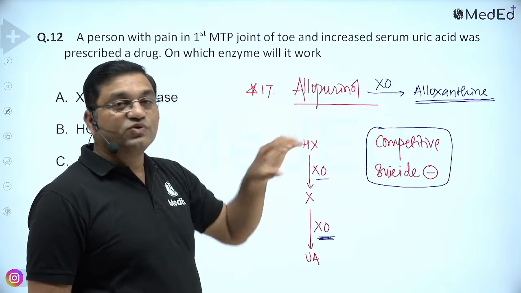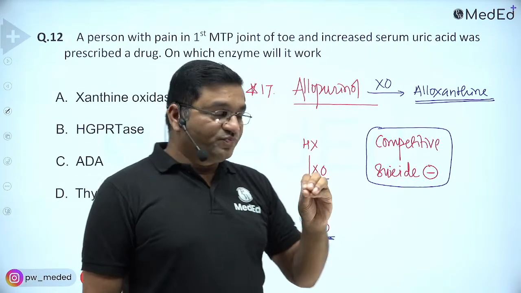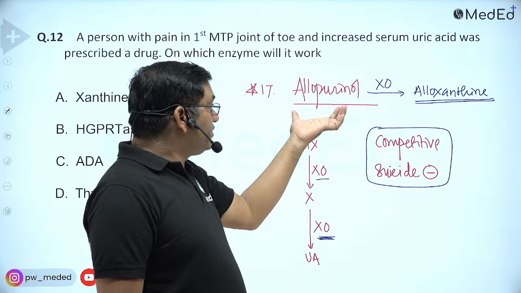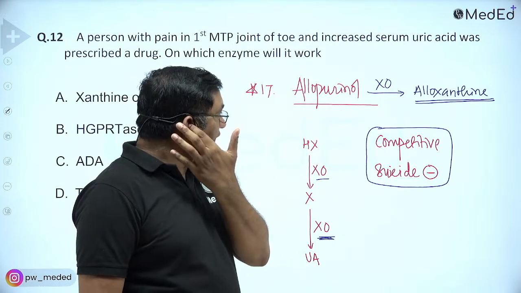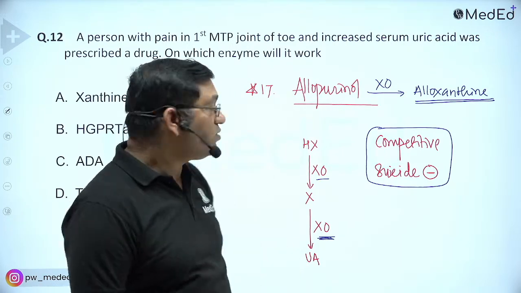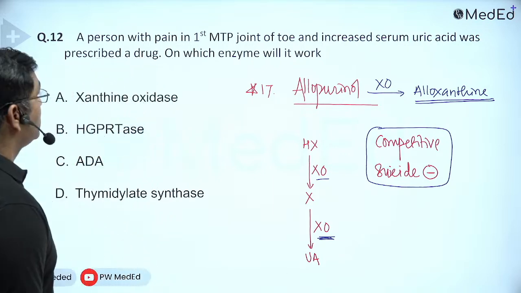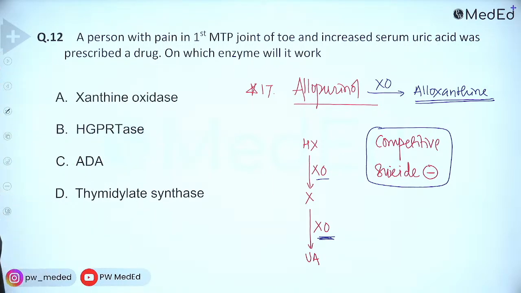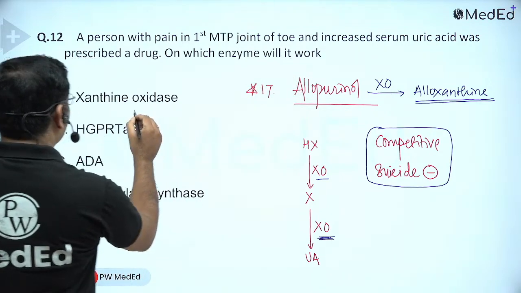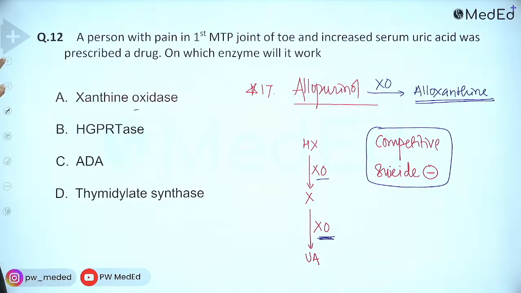This is a drug which is used. This is a nucleotide drug, synthetic nucleotide analog. It is used in the treatment of gout. Okay. On which enzyme will it work? The answer is xanthine oxidase.